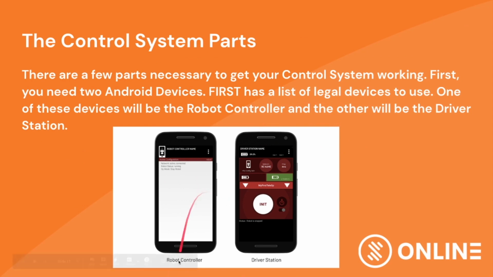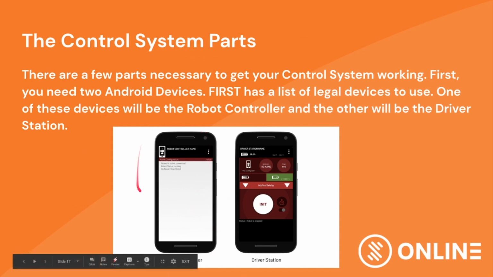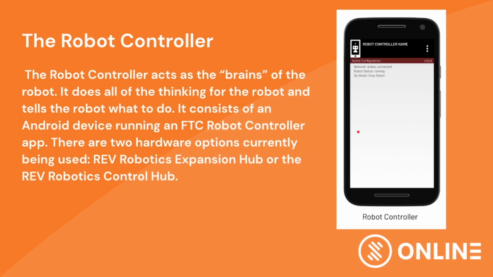One of them is called the robot controller, which is this one, and the other one is called the driver station. So this is the robot controller. It's basically the brains of the robot. It does all the thinking for the robot, and it tells it what to do. It's an Android device, in this case a phone, that runs an app called FTC Robot Controller. You can either download it as a file or get it off the Google Play Store.